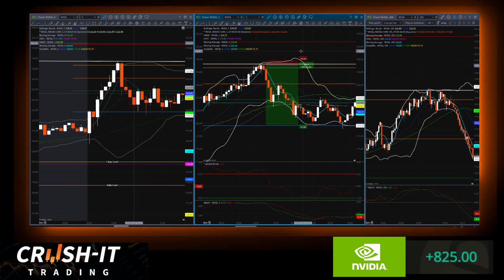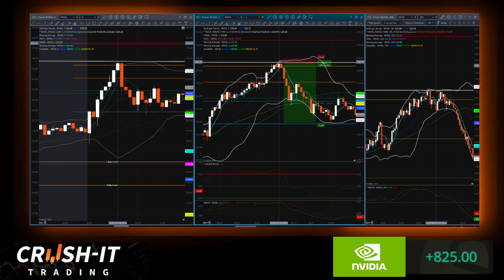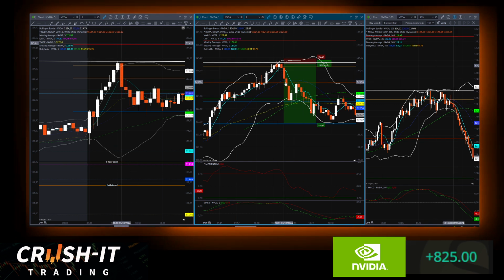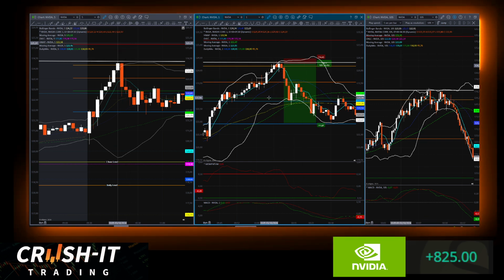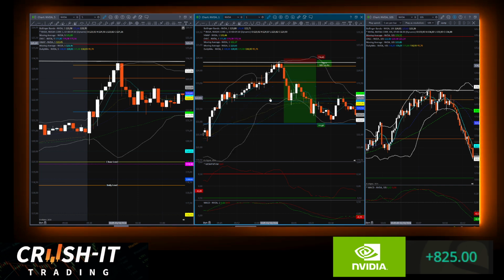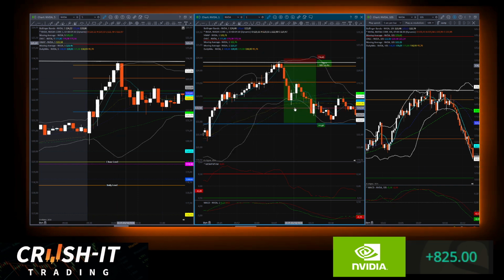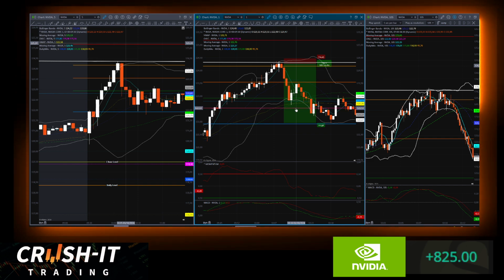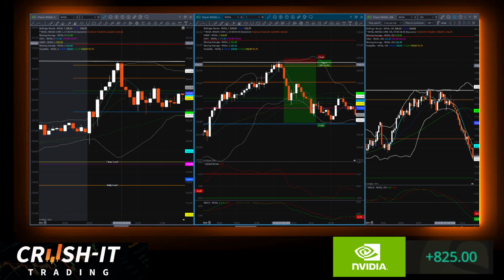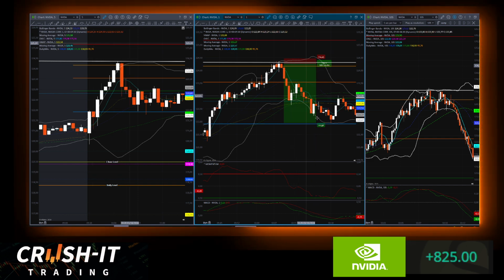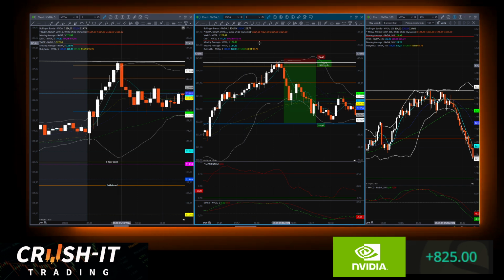So anyways, you would take this down here. Your first scale would be at the bottom of the Crush It zone. You take another scale at the 0.618, and then you would take another scale at the 0.382 right here if you want to. Now, a lot of people don't take that scale. They'll take their last scale at the 0 line. That's totally up to you, but that was a really good Crush It trade strategy also.